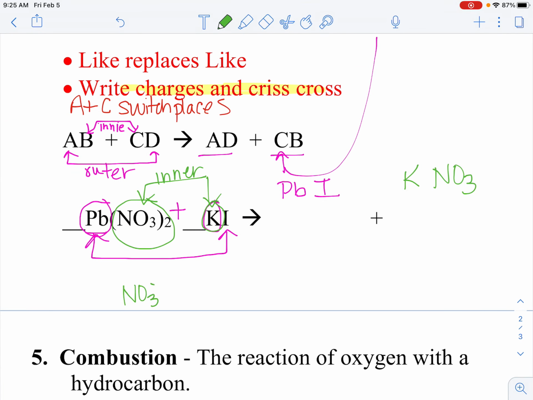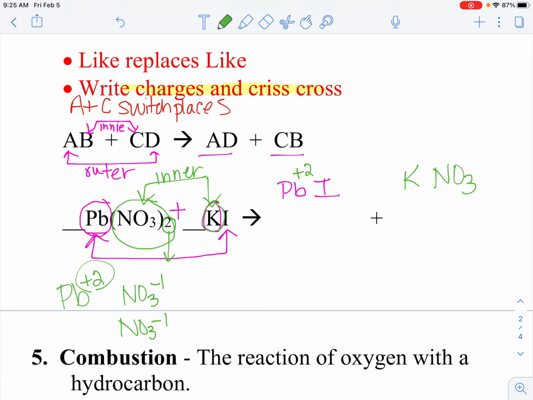So I'm going to write this down here. If NO3 was -1, and there were 2 of them because of the 2 here, and there was only 1 lead, the only way to balance out the -2 charge is if lead had a +2 charge. So you're going to have lead +2 and nitrate -1. So lead is going to keep that +2 charge here on the right side, or product side.